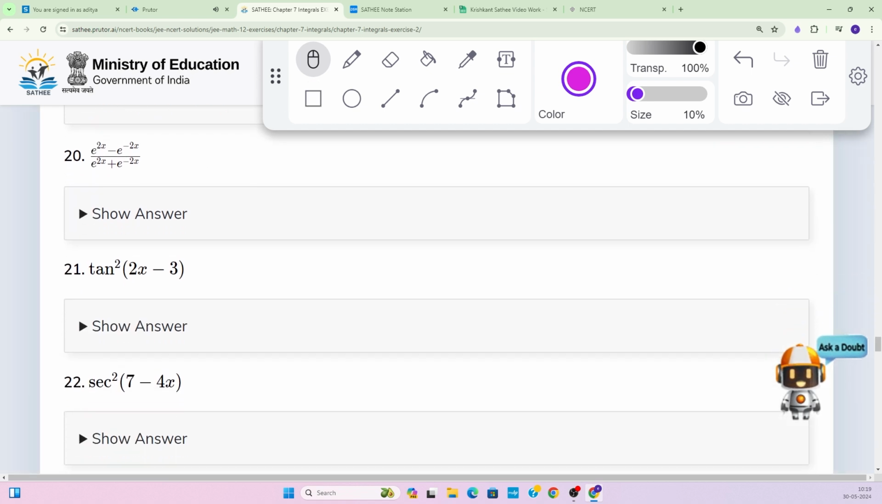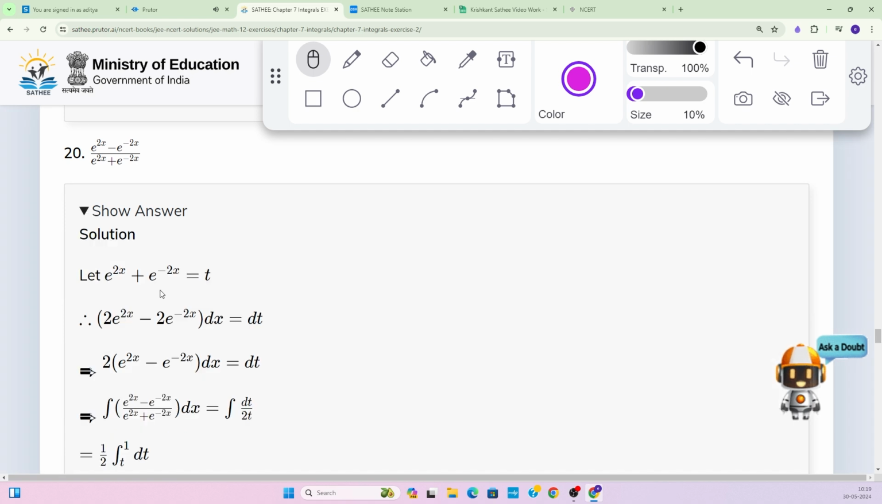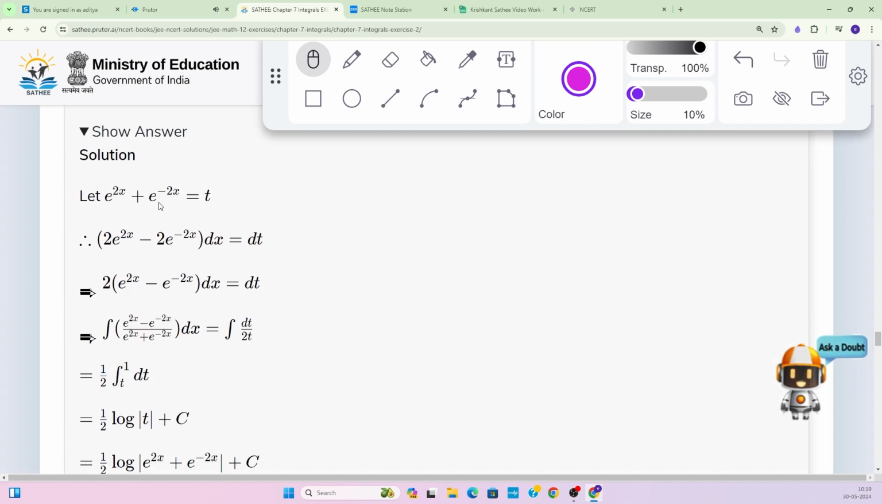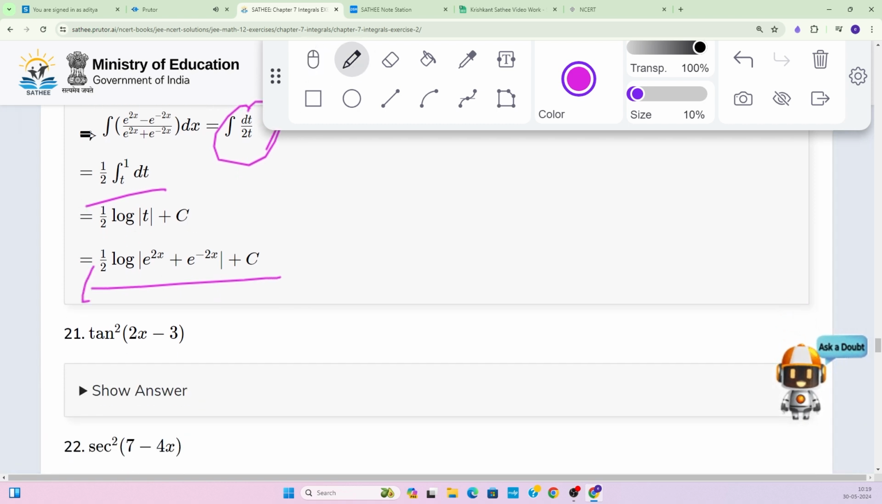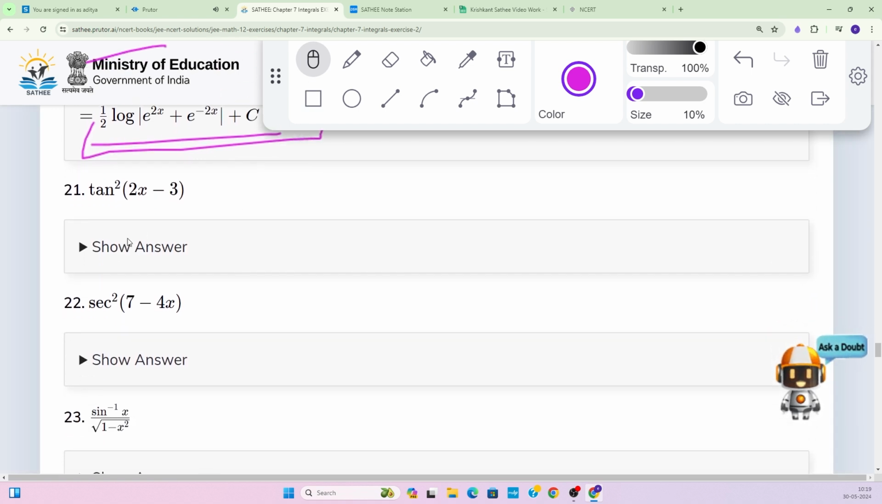Okay, so problem number 20 says this. Let me just quickly show you the solution. So take e power 2x plus e power minus 2x equals t, then your simplified integral will be the integration of dt by 2t. This means half of the integration of 1 by t dt. This means half of log of modulus t plus c will be your answer in terms of t. Replace your t value, you will get your answer in terms of x, which is written over here. Okay, clear?